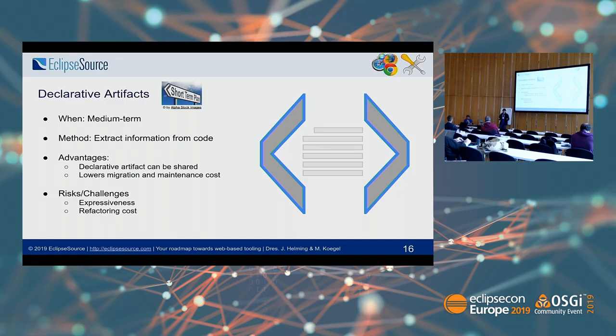Obviously, there are some challenges with that as well. If you invent that declarative artifact, its expressiveness will be lower than code, so maybe some things cannot be done. And of course, you have this initial refactoring cost if you already have the forms to migrate to that new solution.